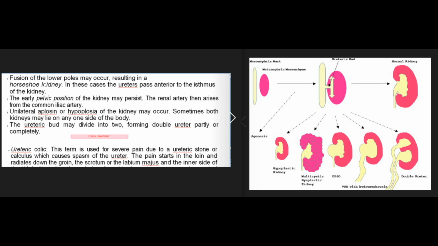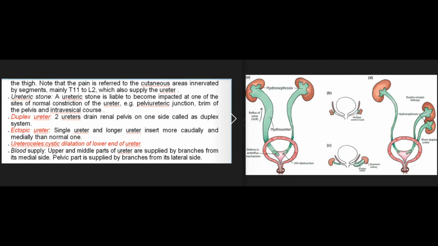5. The ureteric bud may divide into two, forming a double ureter partly or completely. Ureteric colic. This term is used for severe pain due to a ureteric stone or calculus which causes spasm of the ureter. The pain starts in the loin and radiates down to the groin, the scrotum or the labium majus, and the inner side of the thigh. Note that the pain is referred to the cutaneous areas innervated by segments, mainly T11 to L2, which also supply the ureter. Ureteric stone. A ureteric stone is liable to become impacted at one of the sites of normal constriction of the ureter, e.g. pelviureteric junction, brim of the pelvis, and intravesical course.